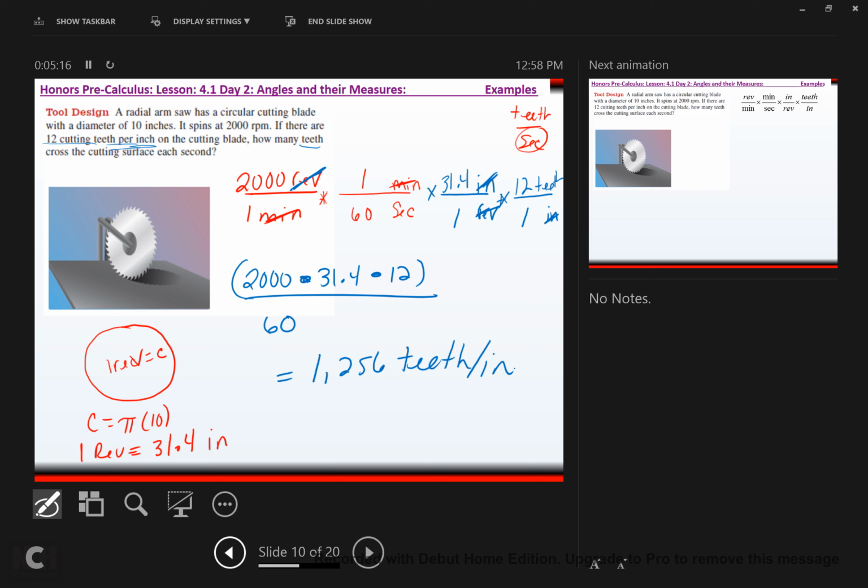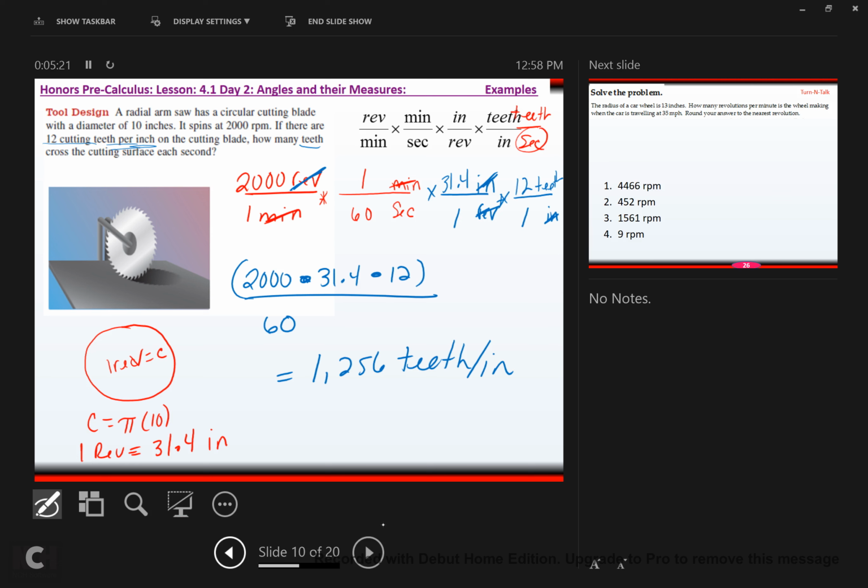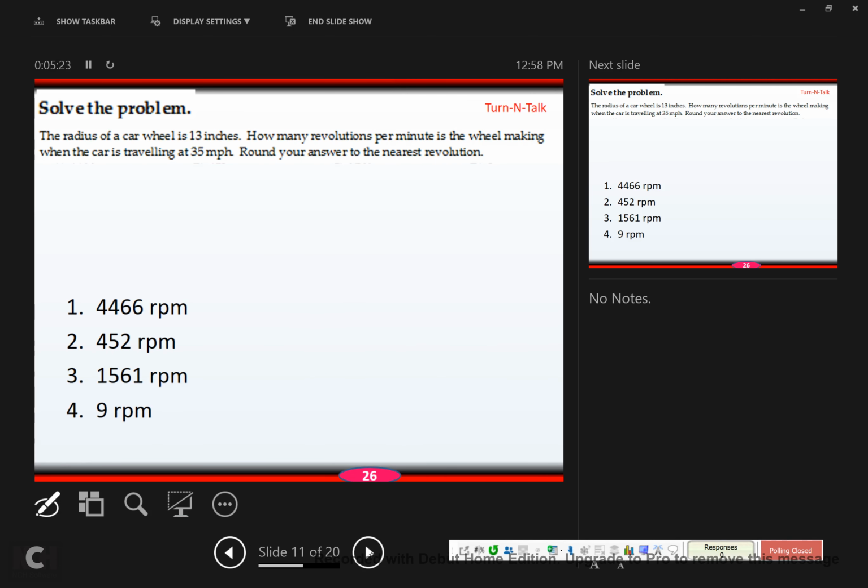Wow. That's a lot of teeth hitting an inch. I guess that's why it cuts so good. I'm going to make myself laugh. Okay, so hit pause. Come back when you're ready.